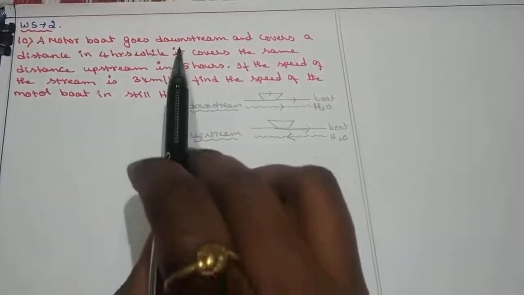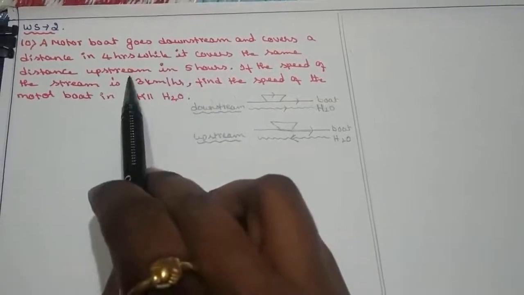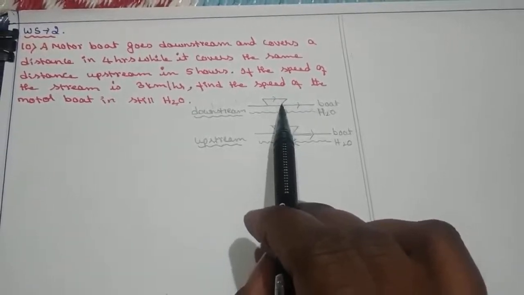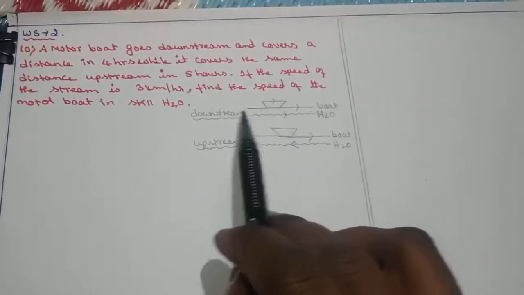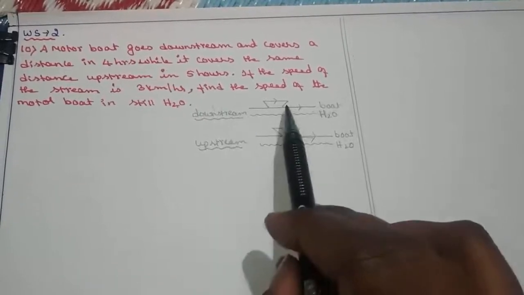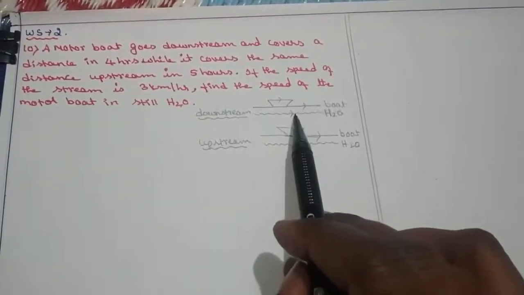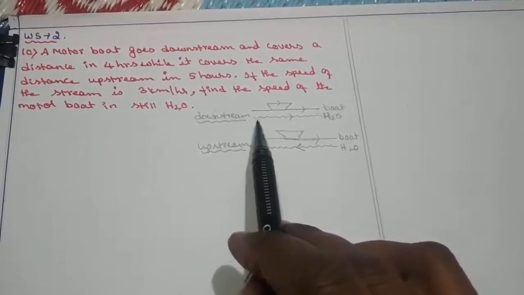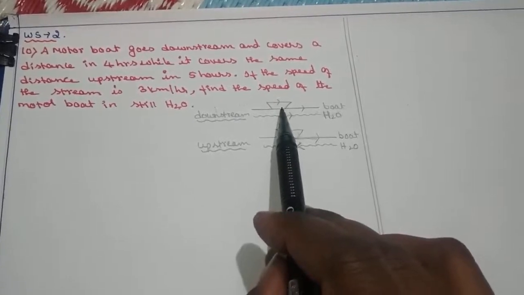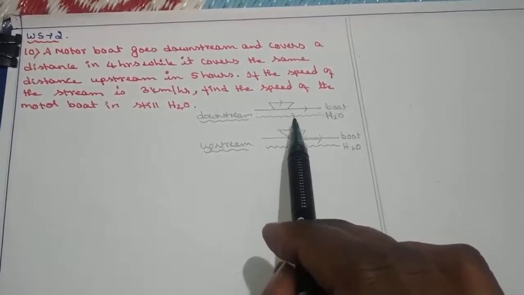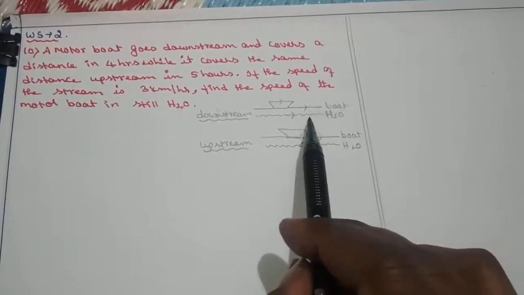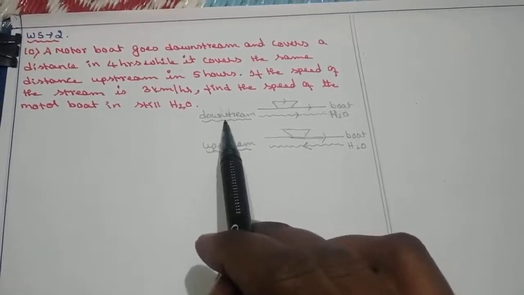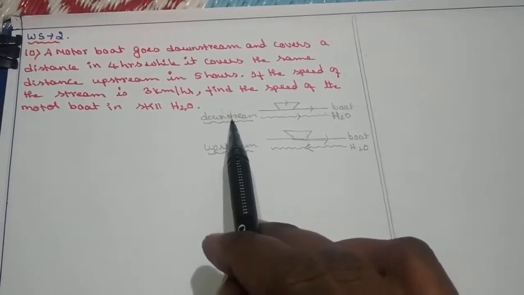So before solving this question, let us have an idea about downstream and upstream. When a motorboat travels in the same direction as the flow of the current of water, this is the case of downstream. So both travel in the same direction, it is said to be downstream. If A is the speed of the boat in still water and B is the speed of the current flowing, then the total speed is A plus B. Means when both are traveling downstream, we are going to add the speeds.